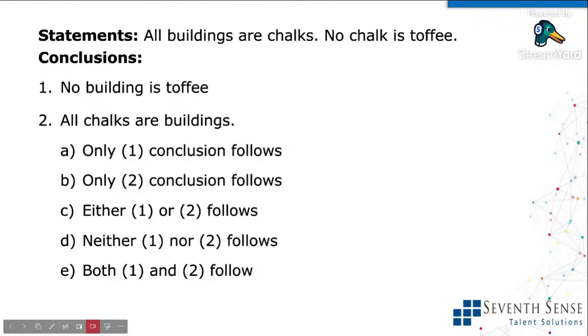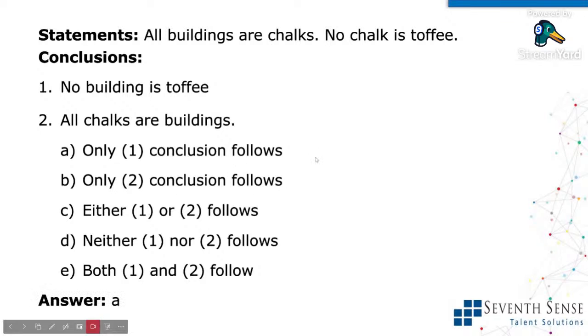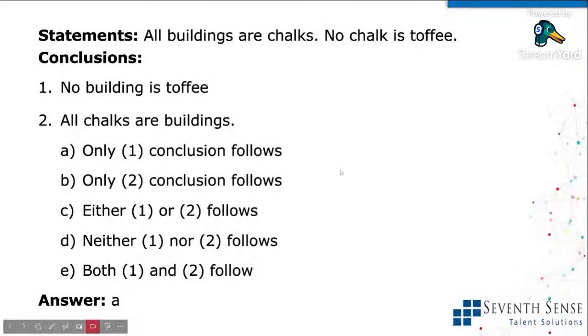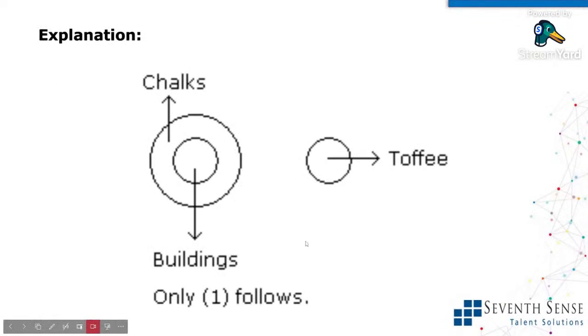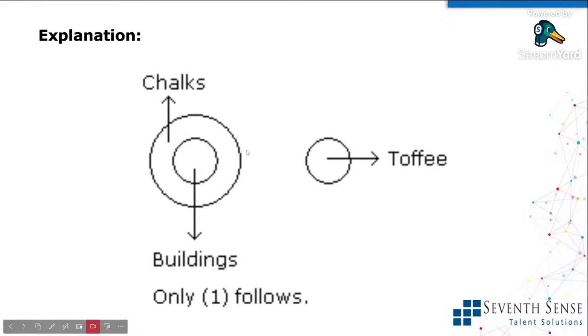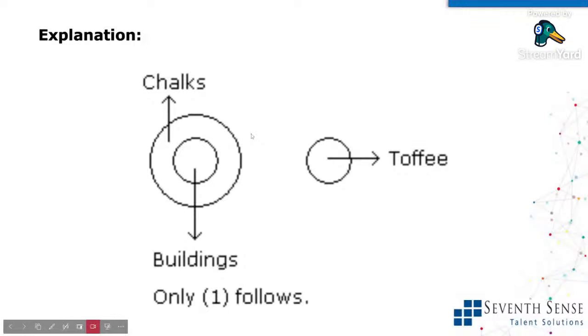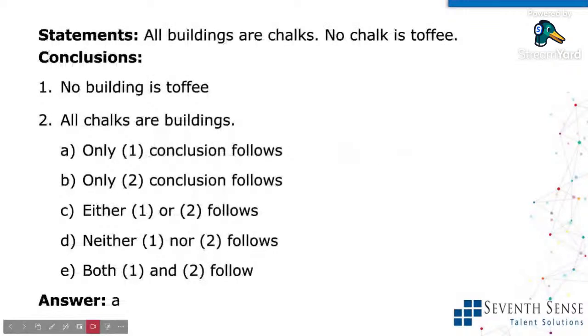We will try to solve this also. So we'll try to quickly solve this question. So rather than solving, let me show you the answer directly. The correct answer is option A because it is going to take a lot of time. So I will explain with the diagram which I already have. See, the question was no building is toffee.